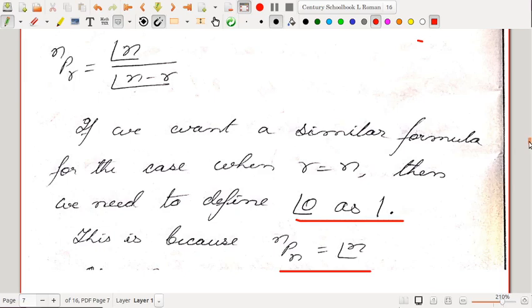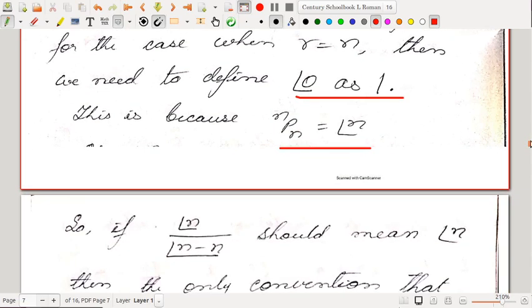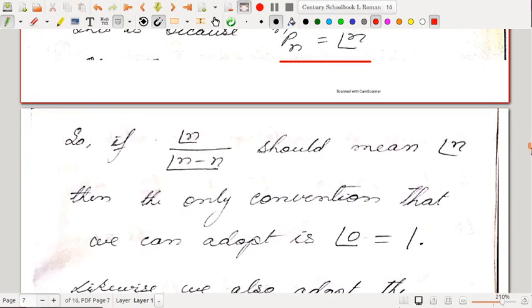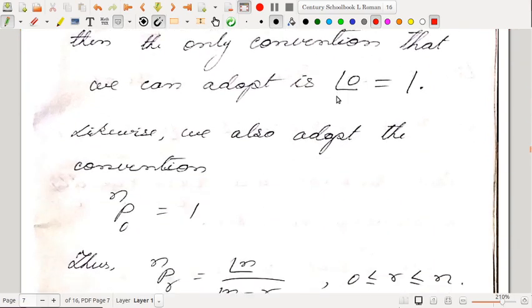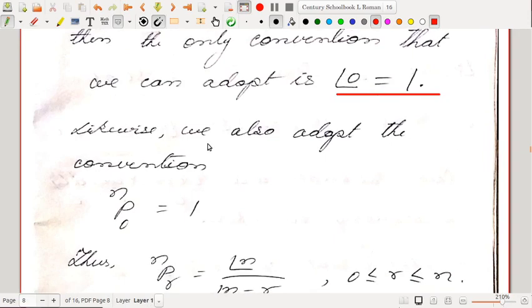So if we want nPn to satisfy this formula, we should define factorial n by factorial n minus n to be factorial n. That means factorial 0 has to be defined as 1. So that is why the convention is taken as factorial 0 is 1. Likewise, we also adopt the convention nP0 is 1.